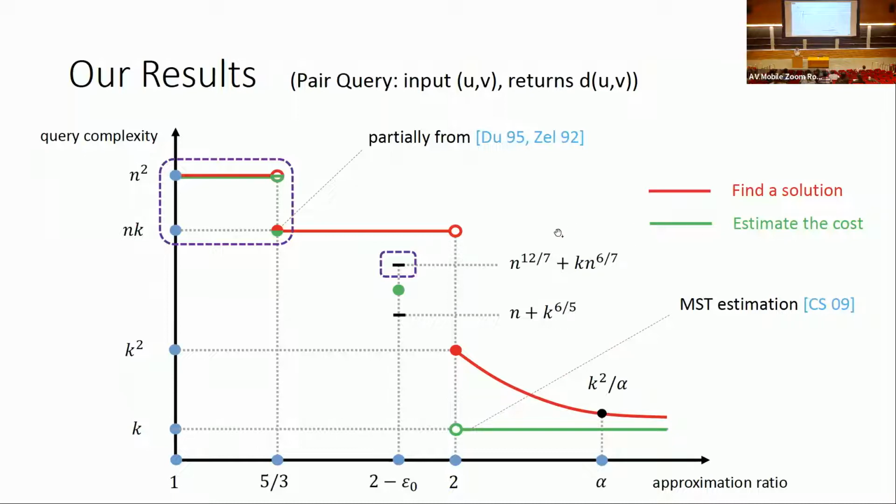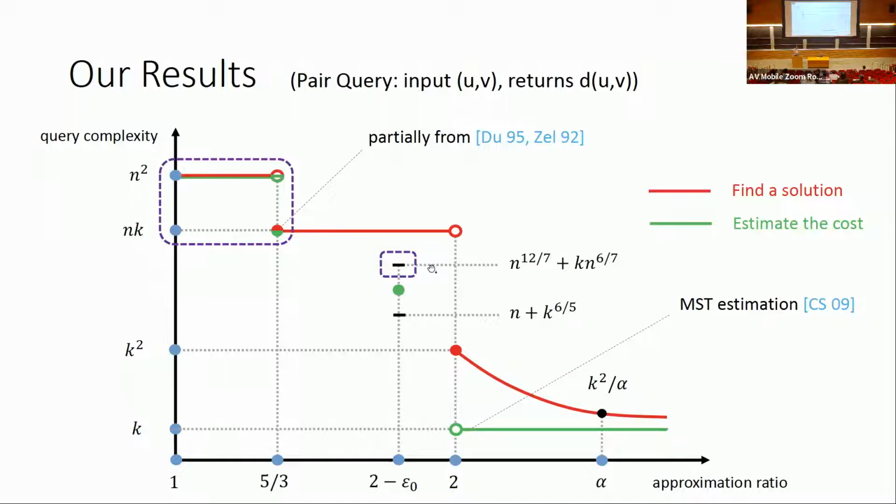And in the regime where k is close to n, like k is n to the power 0.something or more, this is even smaller than nk. So this is strictly below this line. And this is sort of the most interesting regime that we consider for this bound.